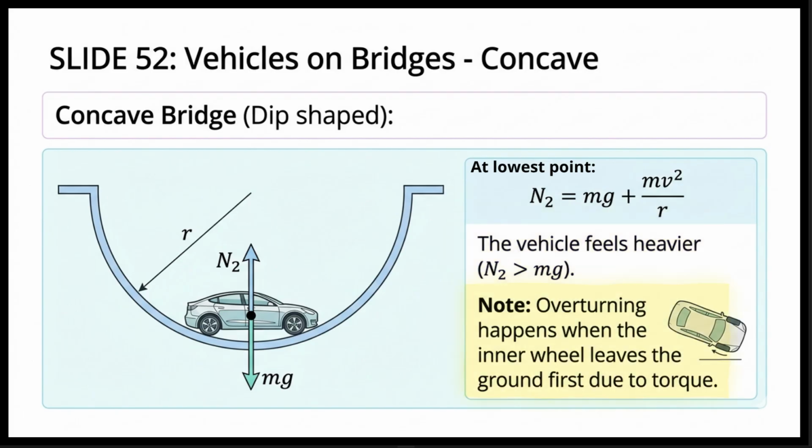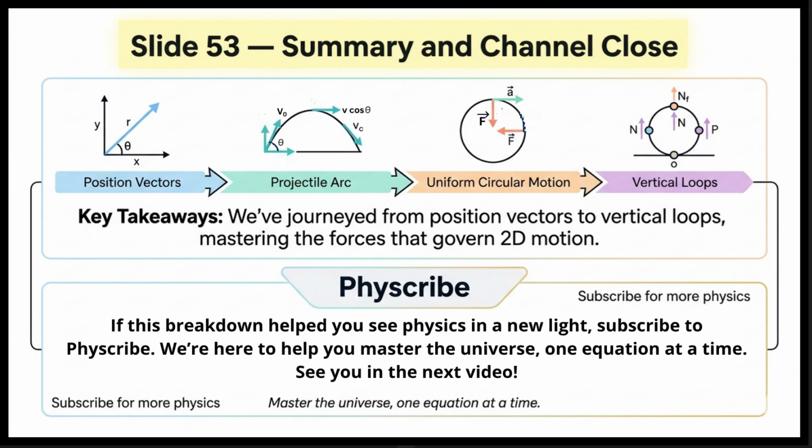Both effects, lighter on humps and heavier in dips, are the same physics. Speed through a curve changes the apparent weight. One final note. Overturning of vehicles happens when the inner wheel lifts off first due to torque from the centripetal force and speed combination. This concludes our comprehensive summary of motion in 2 dimensions.